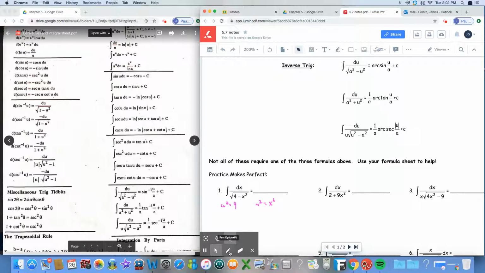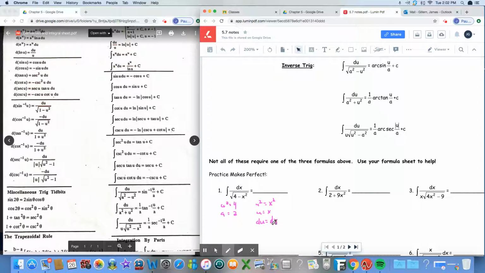All right. So once you pick your a squared and u squared, I'm now going to find a and u. Well, if a squared is 4, what's a? We'll just take the square root of 4, which is 2. If u squared is x squared, what's u? Well, that's going to be x. And then my last step is I need to find my du, just like you did before. The derivative of u, the derivative of x, is 1, so that's just going to be dx.